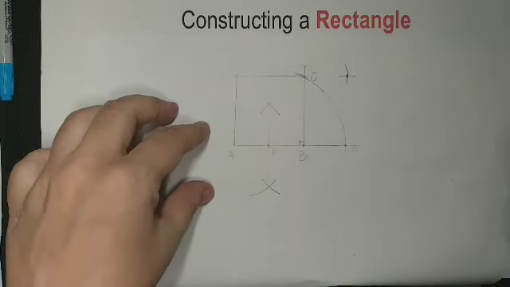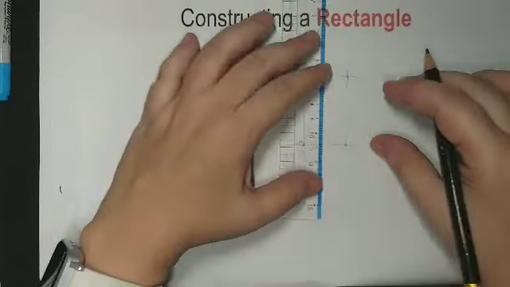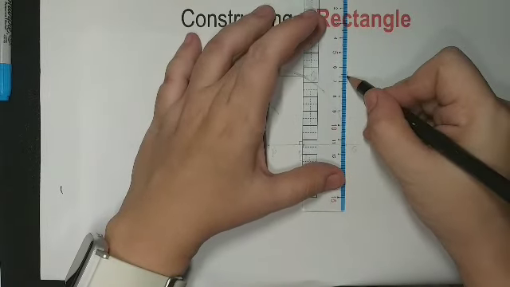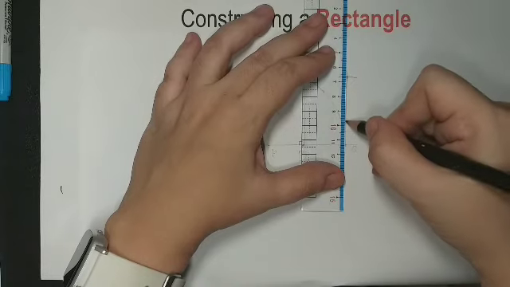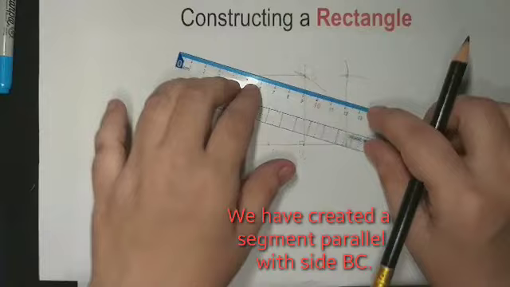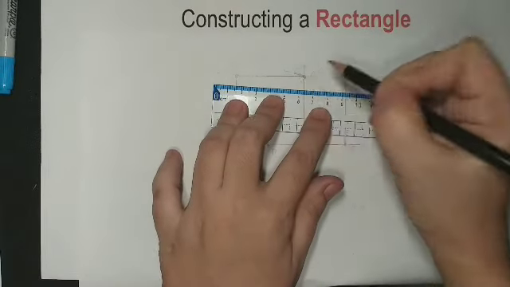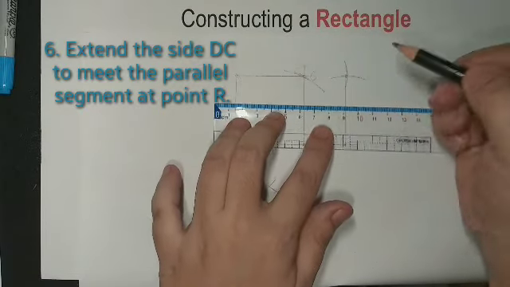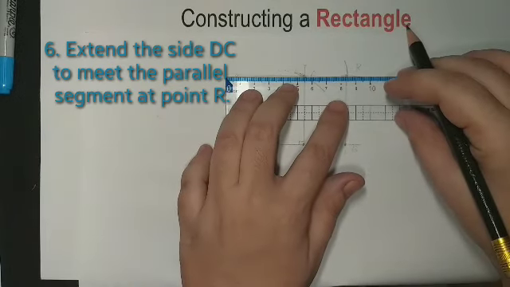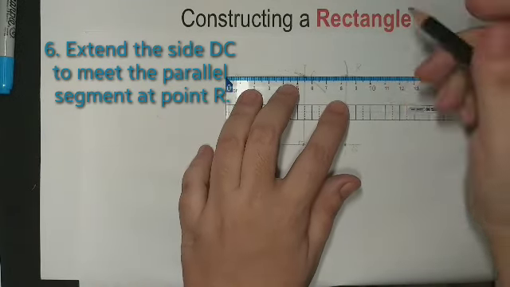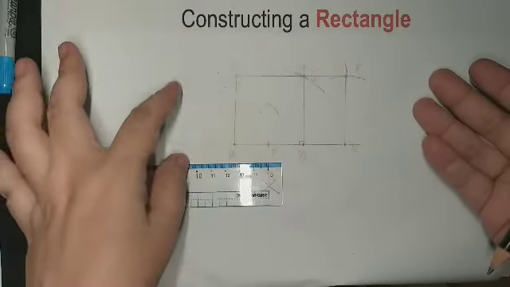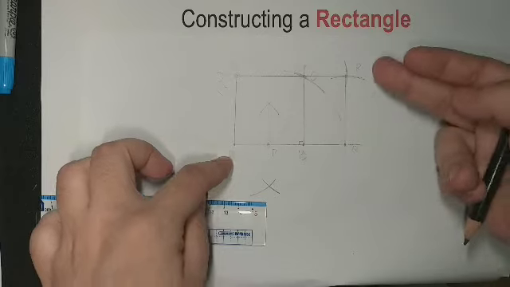Side will pass through this point. Let's draw a segment connecting these 2 points. So this segment is parallel with this segment BC, and now let's connect point C and this point, by the way, let's name this as point R. Okay, let's connect point C and point R here. Okay, there you have it. So we have created here a rectangle AQRD.